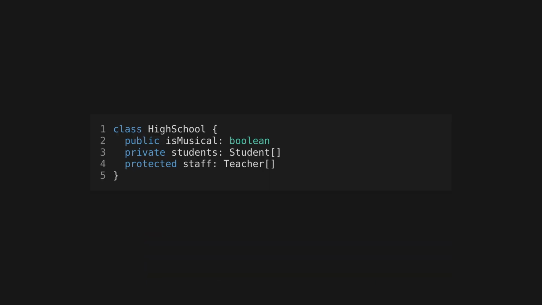TypeScript also adds modifiers to class properties. Use public to define a property or method as public, meaning it can be accessed by code in other scopes. The private modifier allows access within the same class, whereas protected allows access within the same class and any of its subclasses.